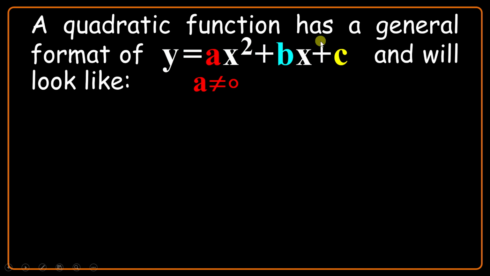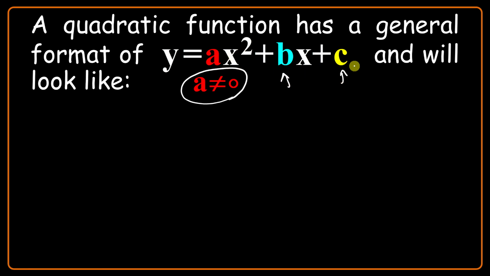A quadratic function has a general format of y equals ax squared plus bx plus c. We have three different coefficients here: c, b, and a. A must always be a non-zero coefficient, otherwise we will lose the quadratic term. B and C sometimes may be zero.